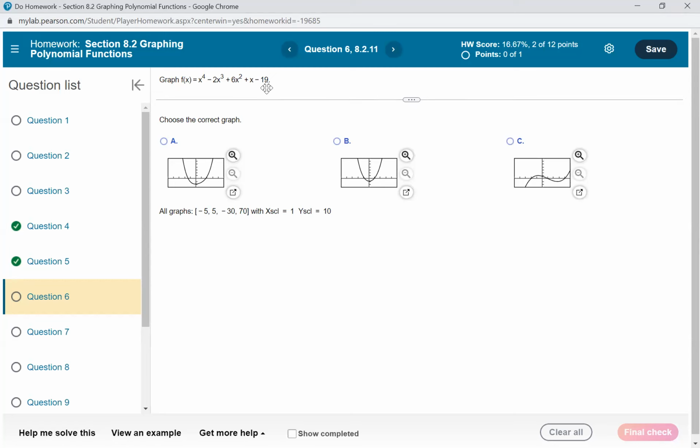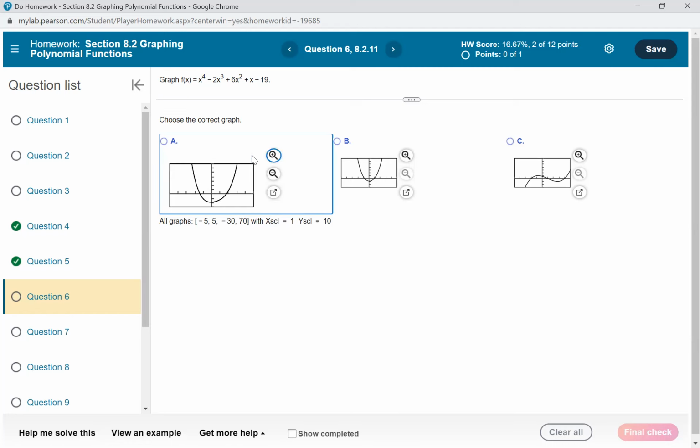Y'all see that negative 19 at the end on this graph? That negative 19 is the y-intercept. So whatever number's at the end is where it's supposed to be crossing this graph at. And if you'll notice under here, it's telling me that the x scale is going by 1s, but the y scale is going by 10s. So every mark on this y-axis is going by 10s.